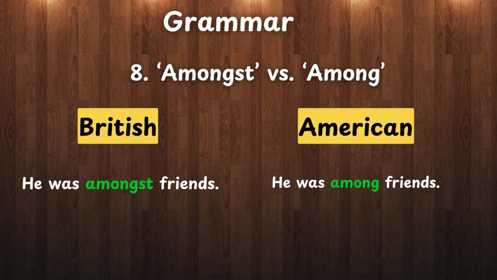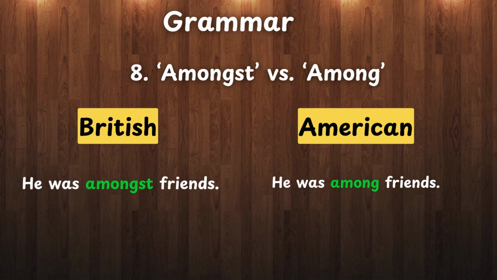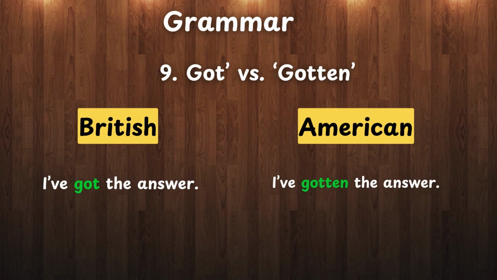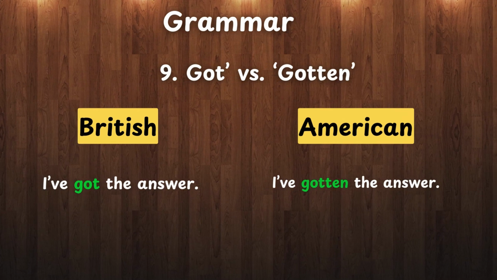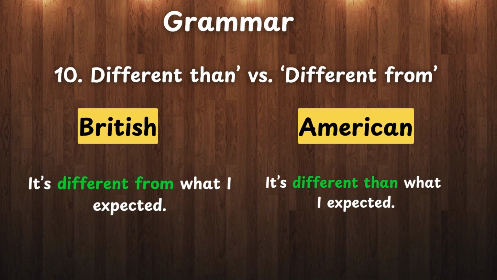Next is the difference between amongst versus among. He was amongst friends, but in American English we say he was among friends. Amongst is more common in British English, while among is preferred in American English. Next, the difference in got versus gotten. First form of this verb is get, then got, and gotten. Let's have a look at the sentence: in British English, I have got the answers, and in American English, I have gotten the answers. British English uses got for the past participle, or third form of the verb get, while American English uses gotten.